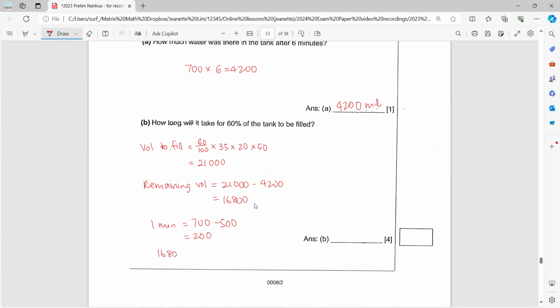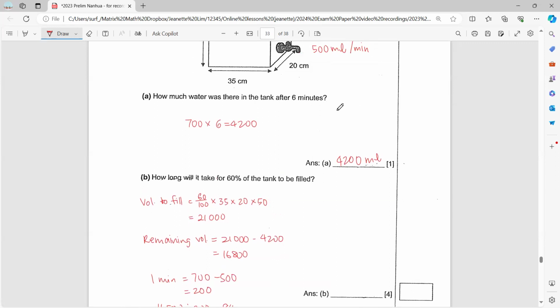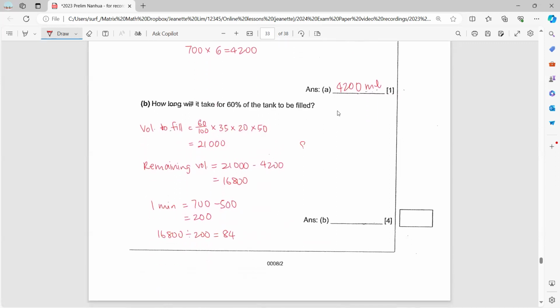So how long will it take to fill up this 16,800? 16,800 divided by 200 will give us 84, and that is in minutes. So remember the 6 minutes earlier, we have to add it. So 84 minutes plus 6 minutes gives us 90 minutes, which you can write as 90 minutes, or you can write 1 hour 30 minutes. So part A will be 4.2 liters.